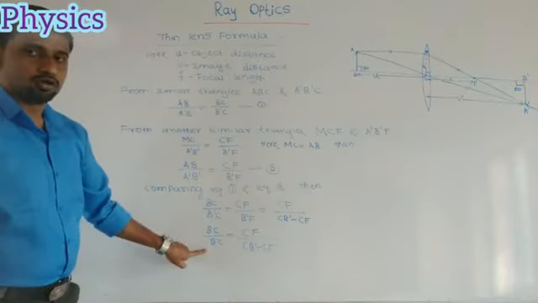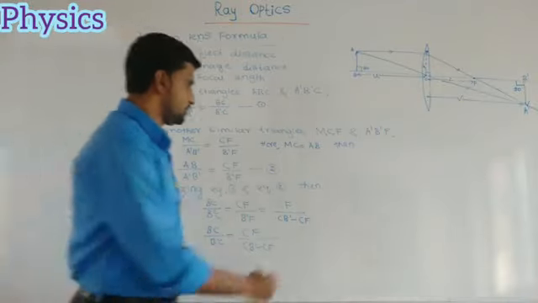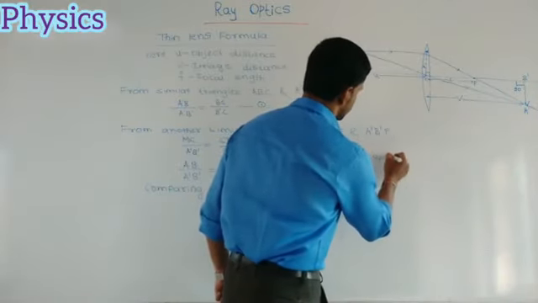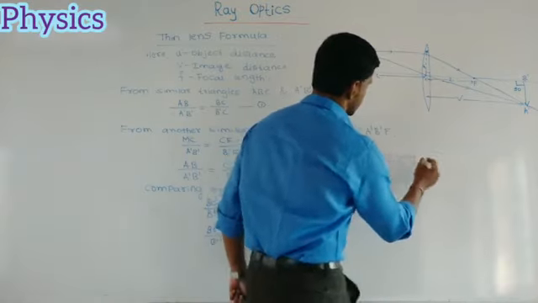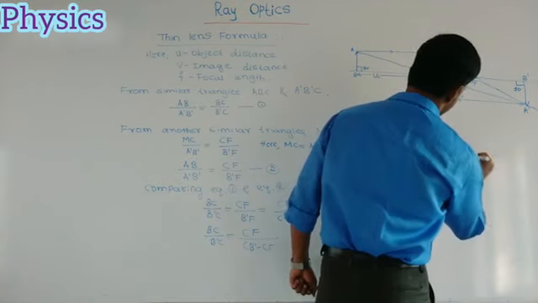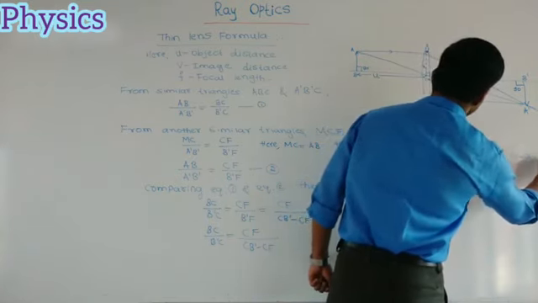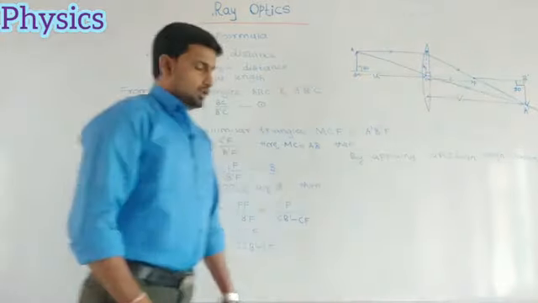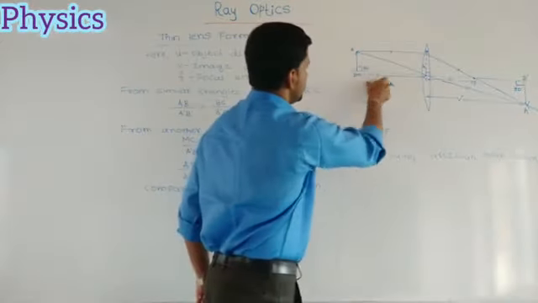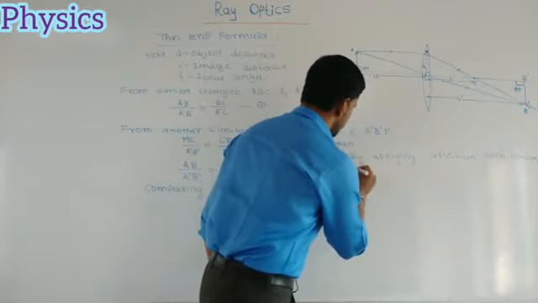Now I am going to apply the Cartesian sign convention rule here. See here, the distance BC is nothing but the object distance U. So I can write BC is equal to U.